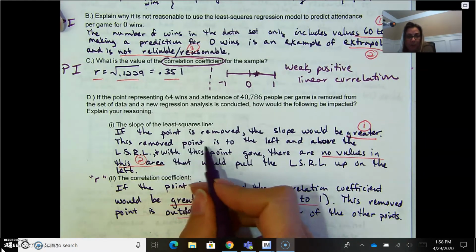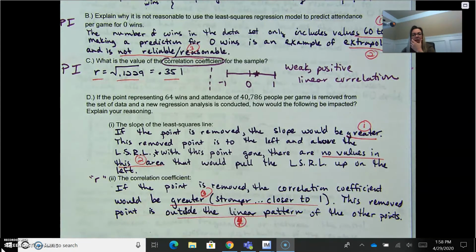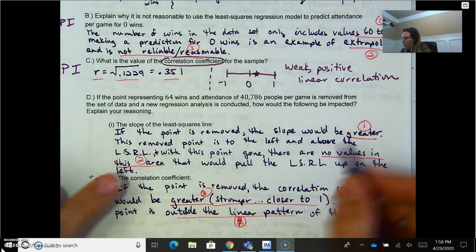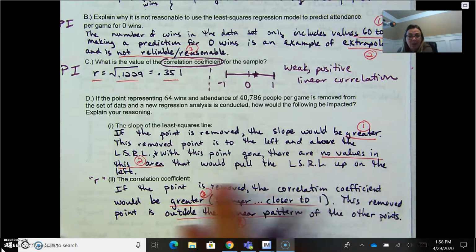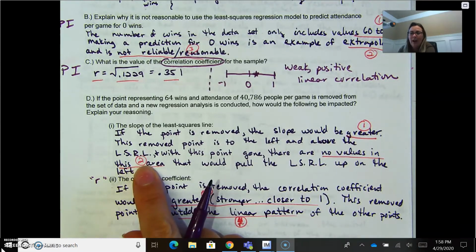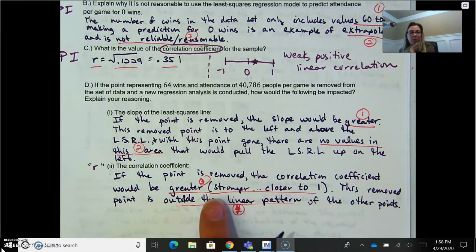This removed point is to the left and above the least squares regression line. And with this point gone, there are no values in this area that would pull that least squares regression line up to the left. So to get your full points here, you had to talk about how the slope would be greater and why. You want to describe what's happening in the graph. All right, cool. The next one is correlation coefficient. If the point is removed, the correlation coefficient would be greater. It's going to be stronger or closer to 1.